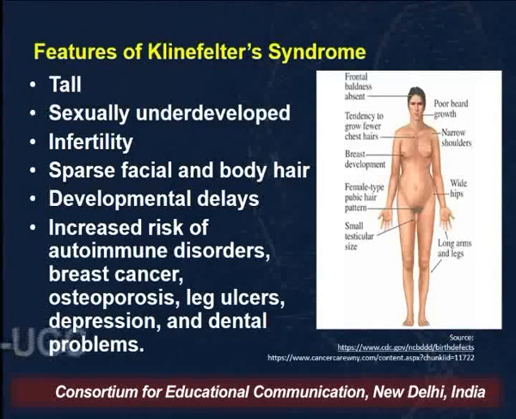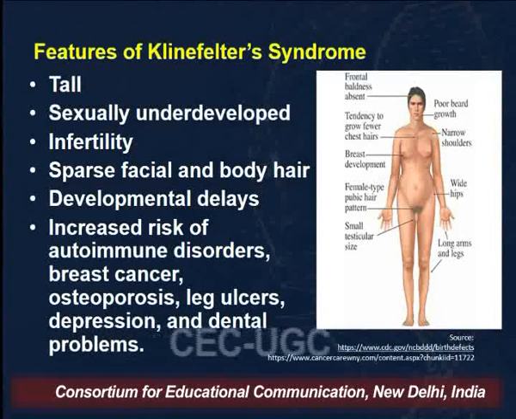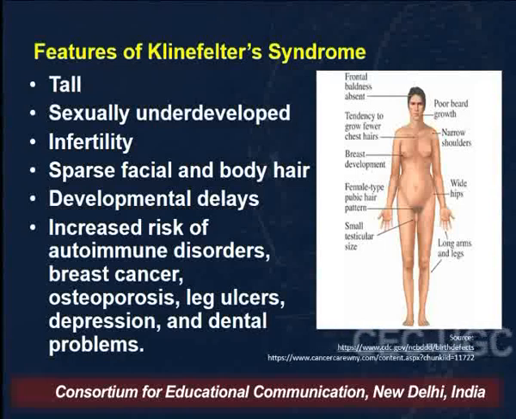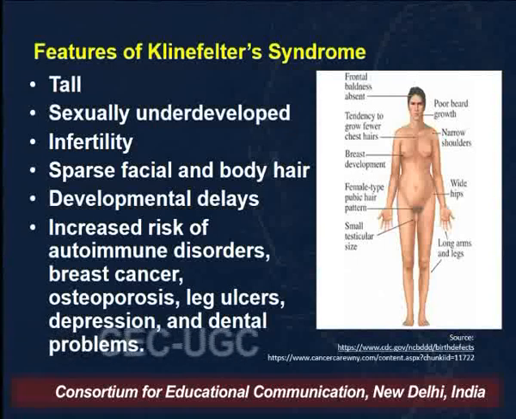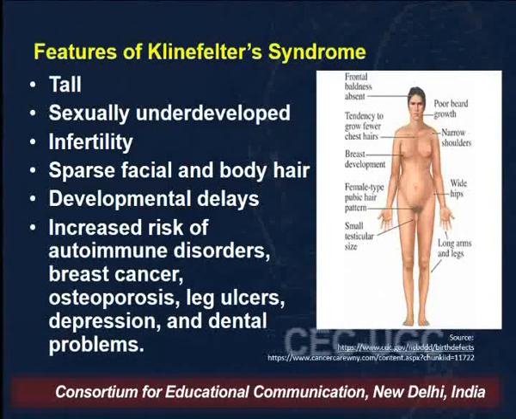Now here, if we see some of the key features of Klinefelter syndrome shown here, the male patient is tall in height. He is sexually underdeveloped, so there is infertility because of the presence of an extra X chromosome. There is sparse facial or body hair. Developmental process is delayed. There is increased risk of a number of autoimmune disorders, breast cancer, and osteoporosis, and the person suffers from leg ulcers, depression and dental problems.